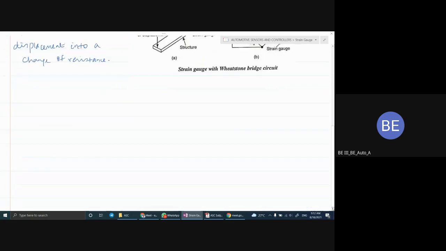What do you mean by this passive transducer? Whether we need to supply any power for the passive transducer? Raja? No, sir. No. Okay, we need not supply any power. So that is called the passive transducer.